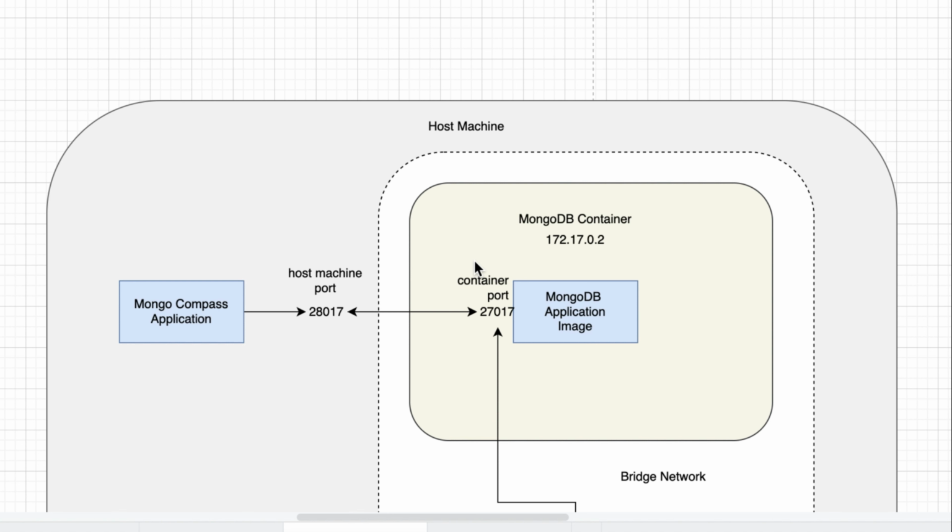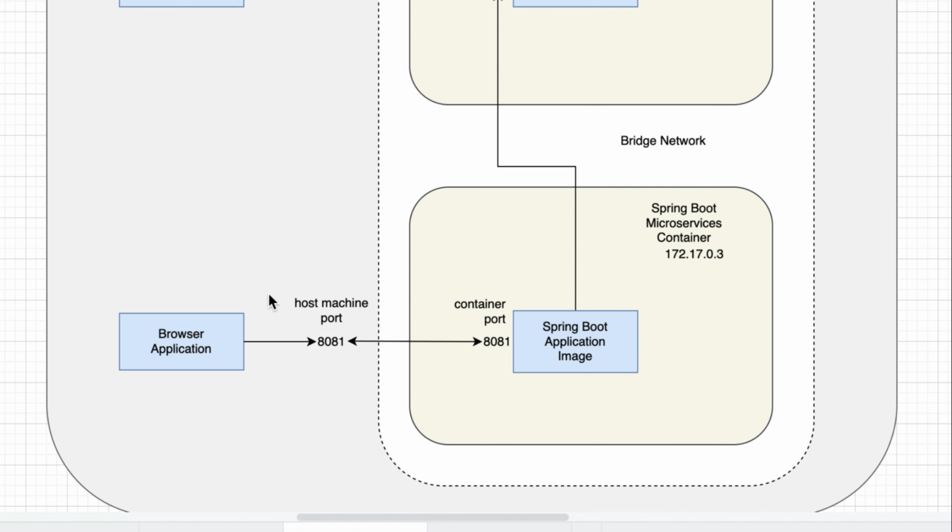We have done the port mapping between the container port and the host port 28017 to connect it to our Mongo Compass application. The Mongo Compass application is running on the host machine, hence it will access the database on port 28017, and it will pass the request to container port 27017. So this is the setup for our Mongo Compass. But we have our API also running in another container.